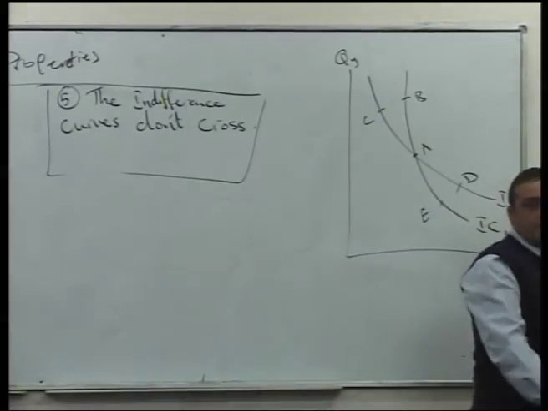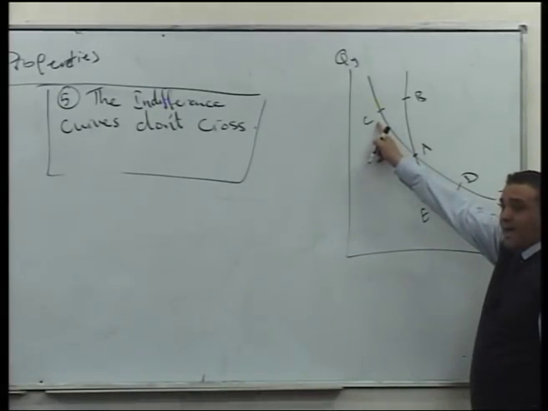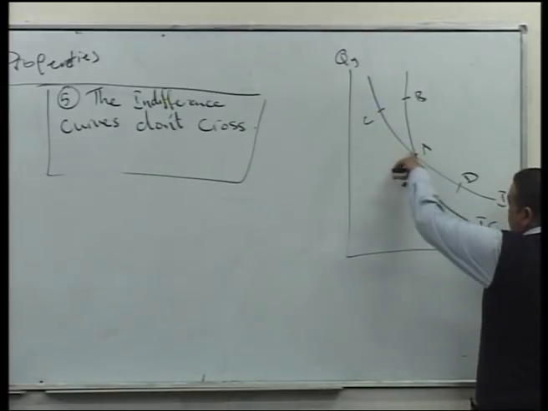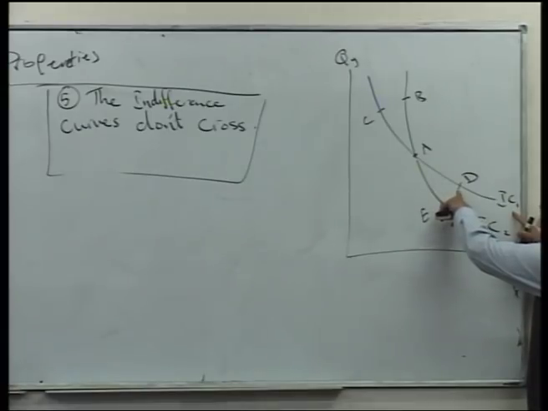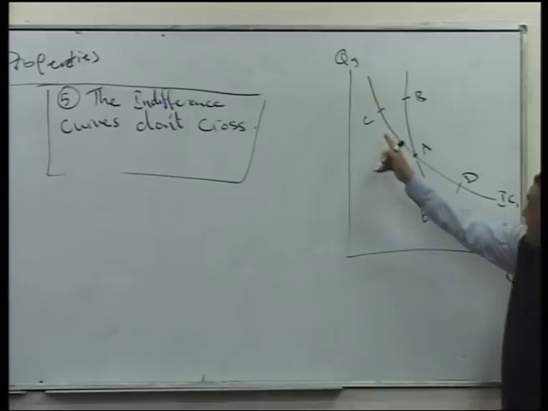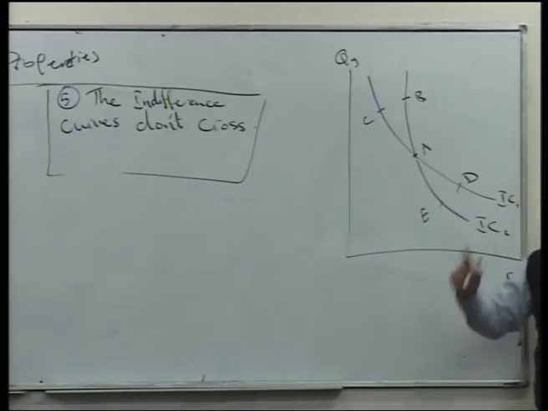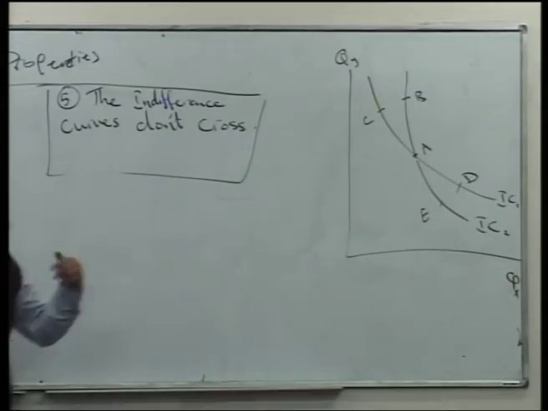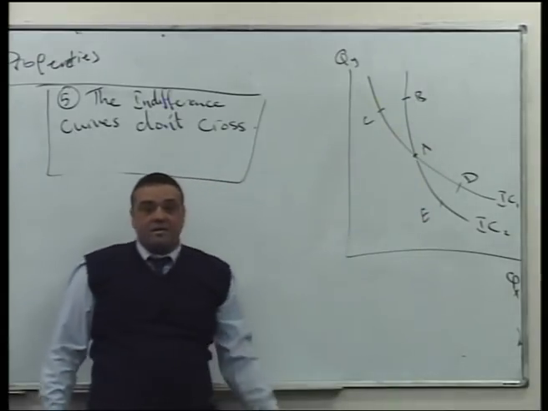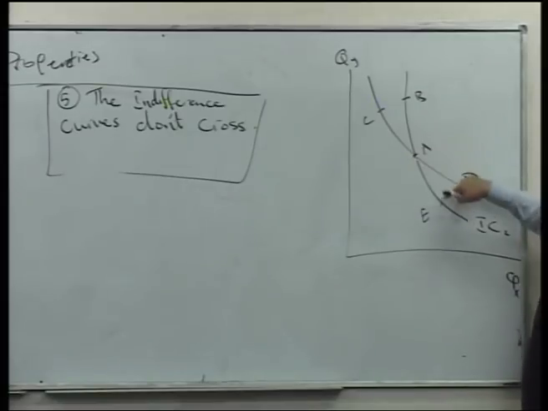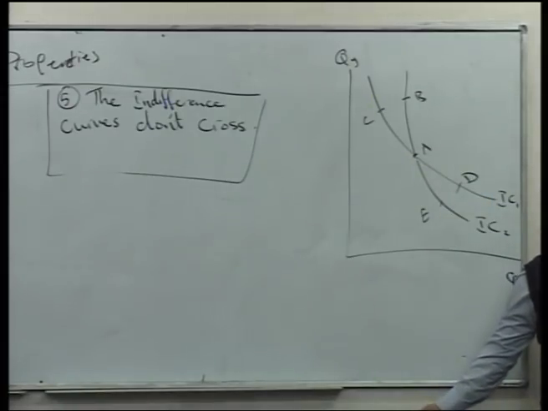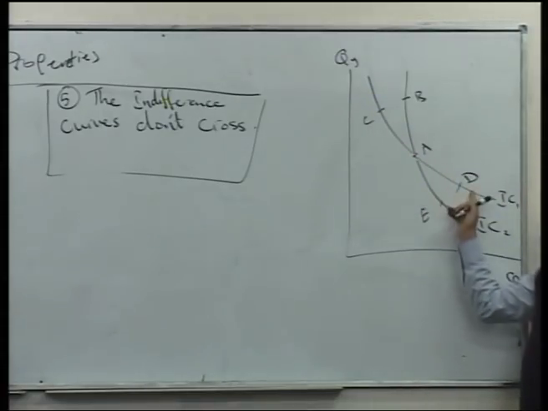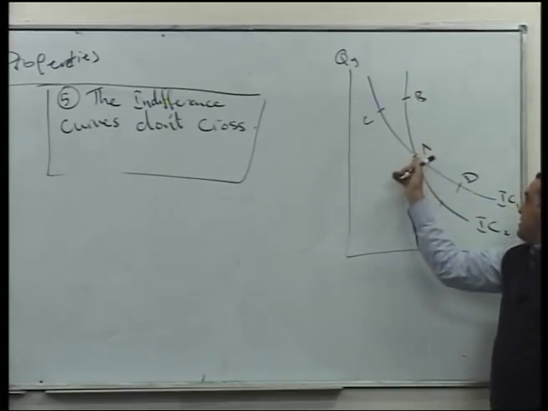In this graph, what do you see? Point C lies along indifference curve 1. Right? C, A, and D lie along the same indifference curve. So C equals A equals D because they give the same total utility for the consumer. Along indifference curve 2, B equals A equals E because they give the consumer the same total utility. So along indifference curve 1, C equals A equals D. Along indifference curve 2, B equals A equals E.